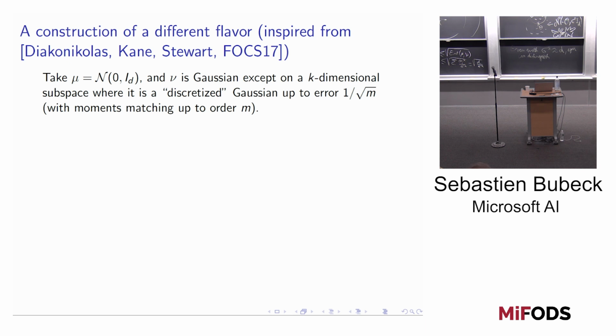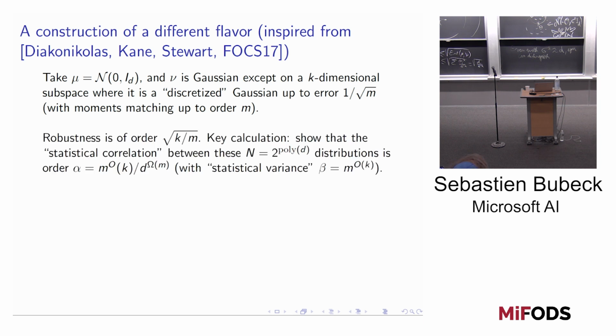Imagine your null hypothesis, your class 0, is just a random Gaussian. And the alternative is a random Gaussian except on a k-dimensional subspace, where instead of being Gaussian, it's a discretized Gaussian, with some small error 1 over square root m, where you make the discretization such that the moments match up to order m. The point is, you cannot find this k-dimensional subspace except by scanning over all possible subspaces, unless you compute moments of order m, but this will take you time d to the m.